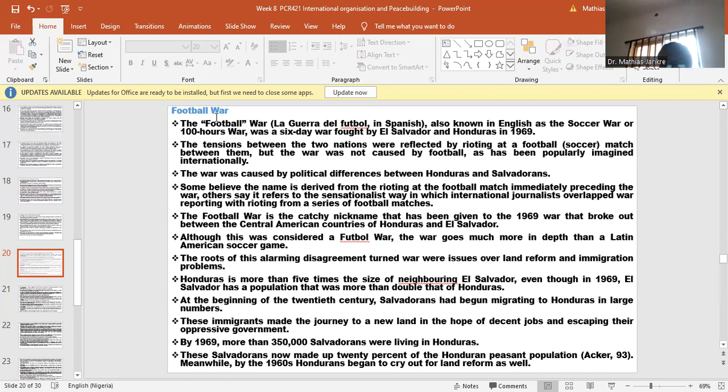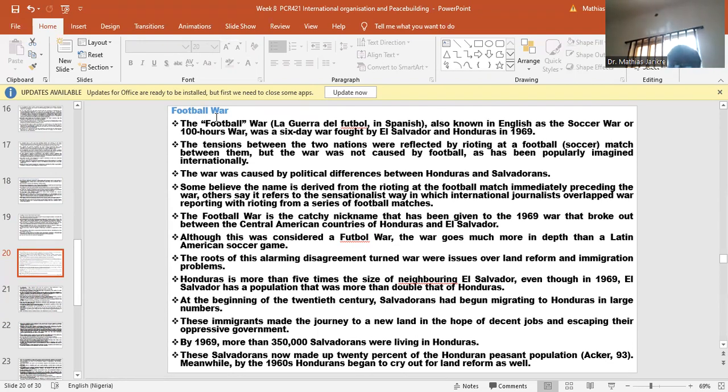The roots of this alarming disagreement leading to war were issues over land reform and immigration problems. Honduras is more than 5 times the size of neighboring El Salvador, even though in 1969, El Salvador had a population that was much larger than that of Honduras. At the beginning of the 20th century, Salvadorians had begun migrating to Honduras in large numbers. These immigrants made the journey to a new land in the hope of decent jobs and escaping their oppressive government. By 1969, more than 350 Salvadorians were living in Honduras. These Salvadorians now made up 20% of the Honduran peasant population.